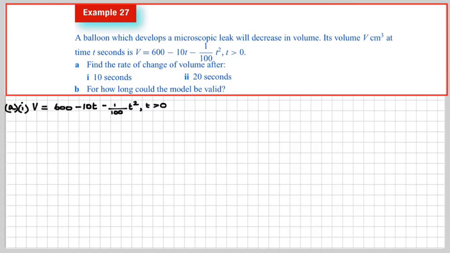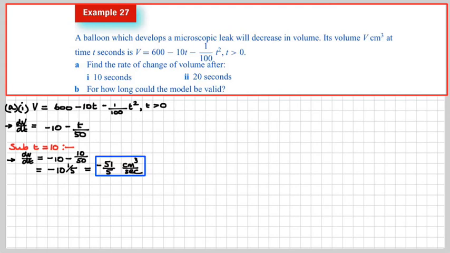A1, so V is that now. We've got to do the instantaneous rate of change of V with respect to T, which is dV/dt, isn't it? And that's easy to do, isn't it? Right? Do you agree? Minus 10, and that'll be minus 1/100 times 2T, or minus T/50 after you do the cancelling. Now, we substitute, first of all, T is 10, don't we? Right? You get that? So that's minus 10 minus 1/5, which is minus 10 and a fifth, which would be minus 51/5.